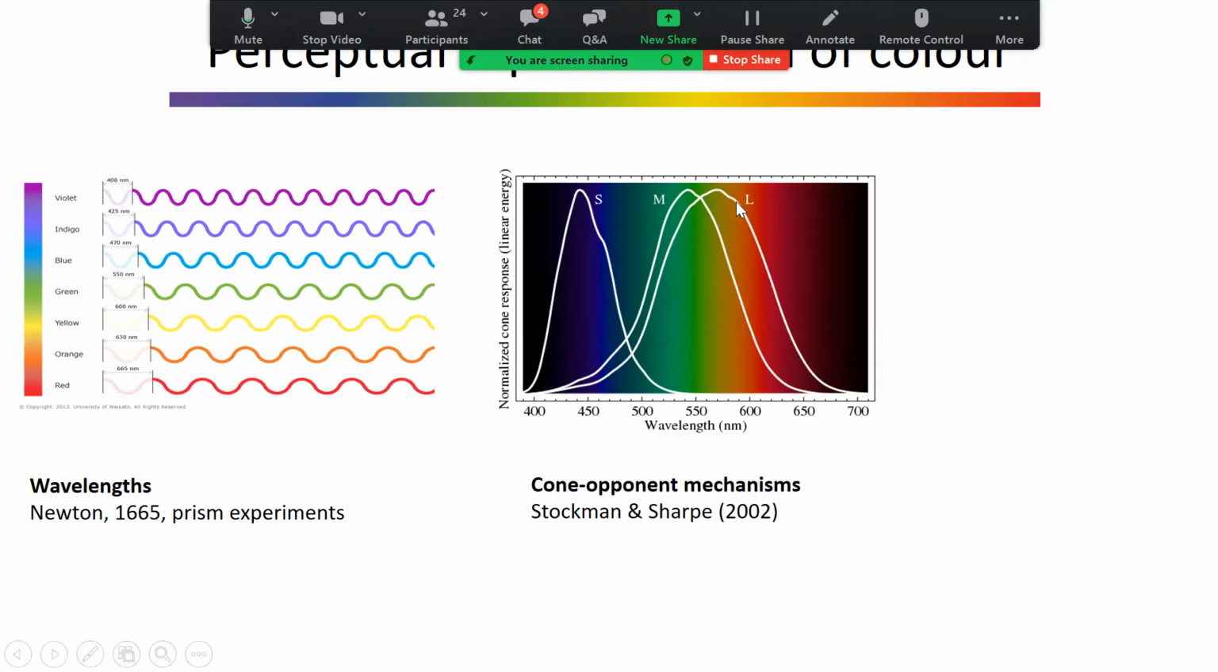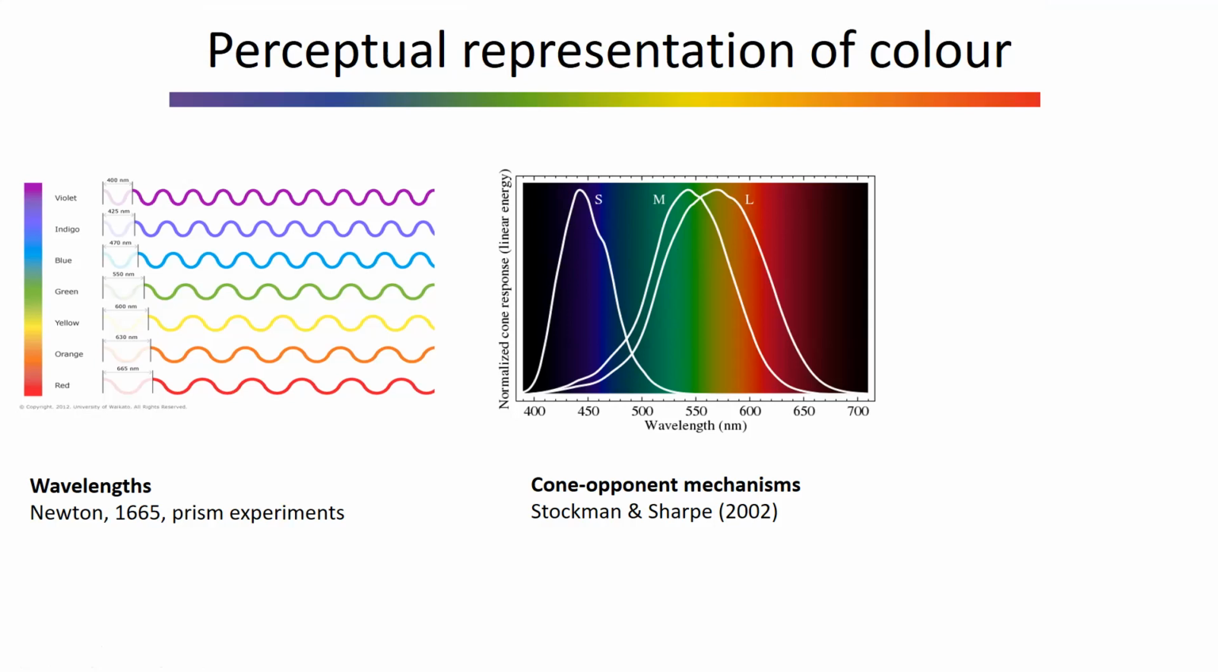So for example, by contrasting whether the L cone or the M cone are more excited, we can see whether something is more reddish or more greenish. By seeing whether the S cone is more excited compared to L or M cone, we can see whether something is more bluish or more yellowish. And by looking at the combined excitation from the L and M cones, we can see the overall amount of luminance contrast or achromatic contrast. So as you can see, our percepts are actually derived from a simple state of excitation from only 3 detectors.